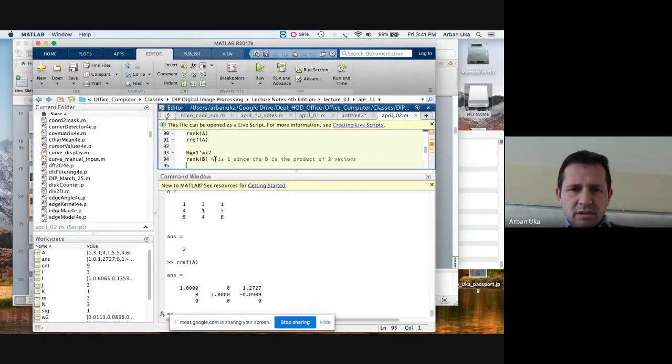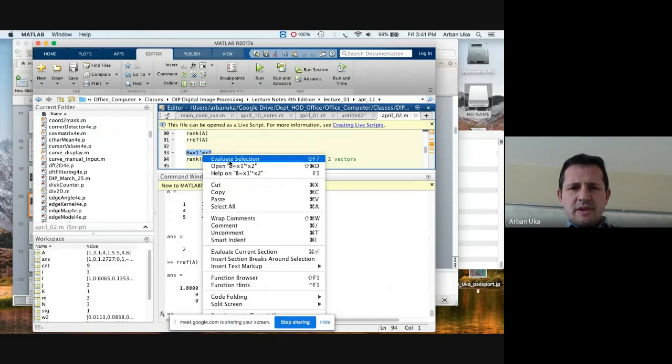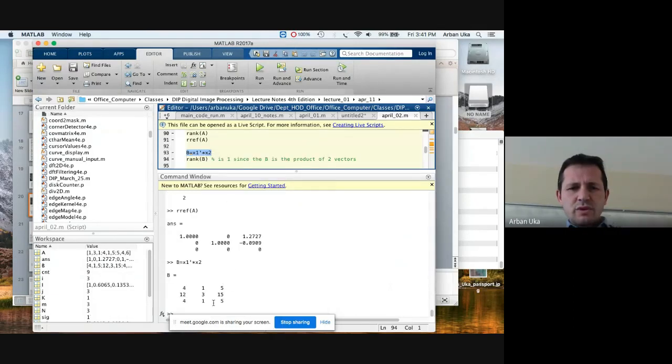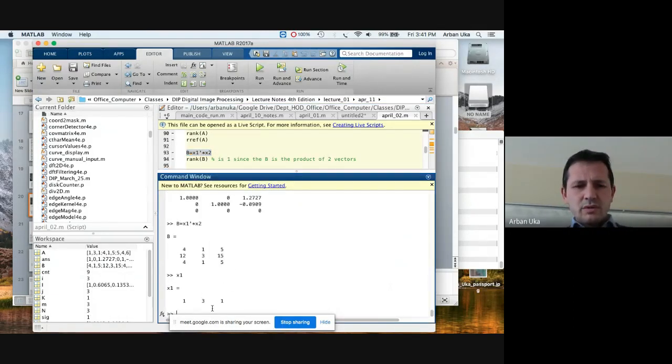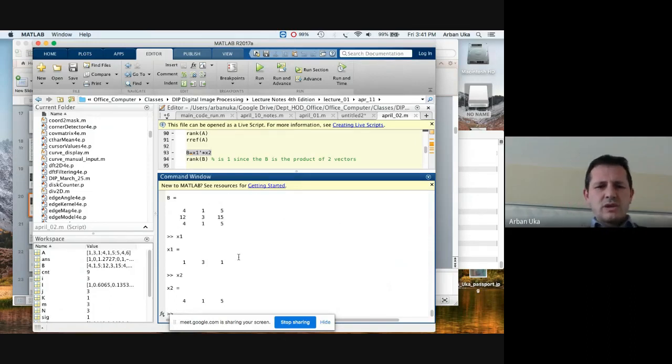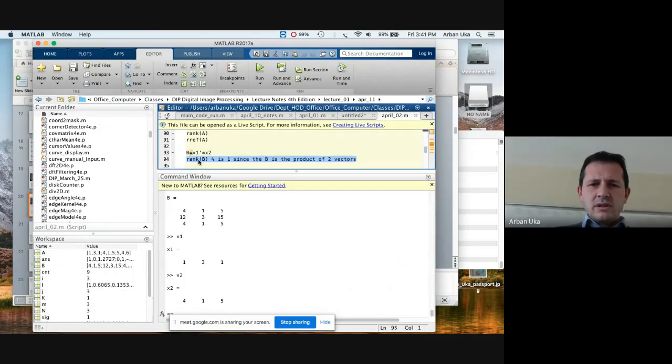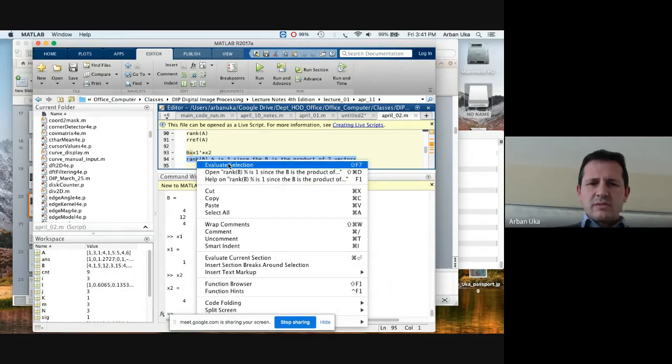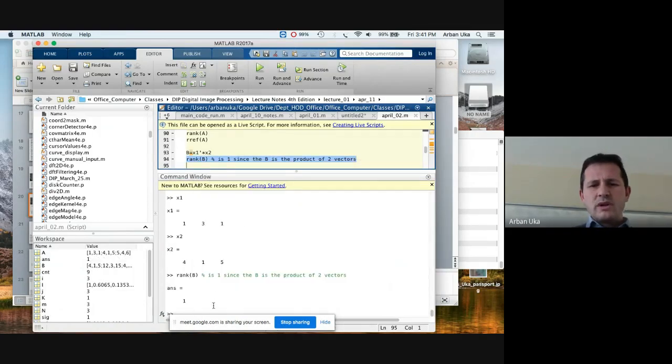So let's see here. A was composed of row 1 and row 2, x1 and x2. But now let's make B, let's multiply x1 transpose with x2. Remember what x1 was and what x2 was. So we multiply x1 transpose, which is 3 by 1, by x2, which is 1 by 3, and we get B. And the rank of B, according to our definition from linear algebra, should be 1, and it really is 1.